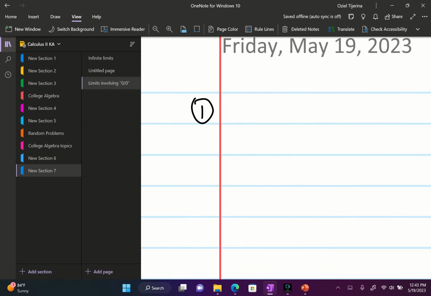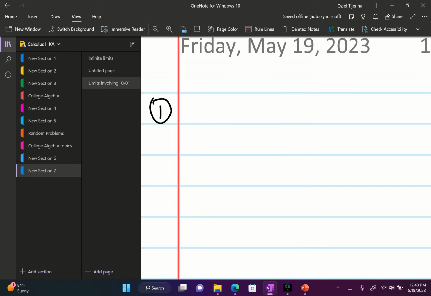The first problem I want to go ahead and do is not really as difficult, but we still need to know how to do this. So if we have the following, the limit as x approaches 2 of x minus 2 over x squared minus 4.